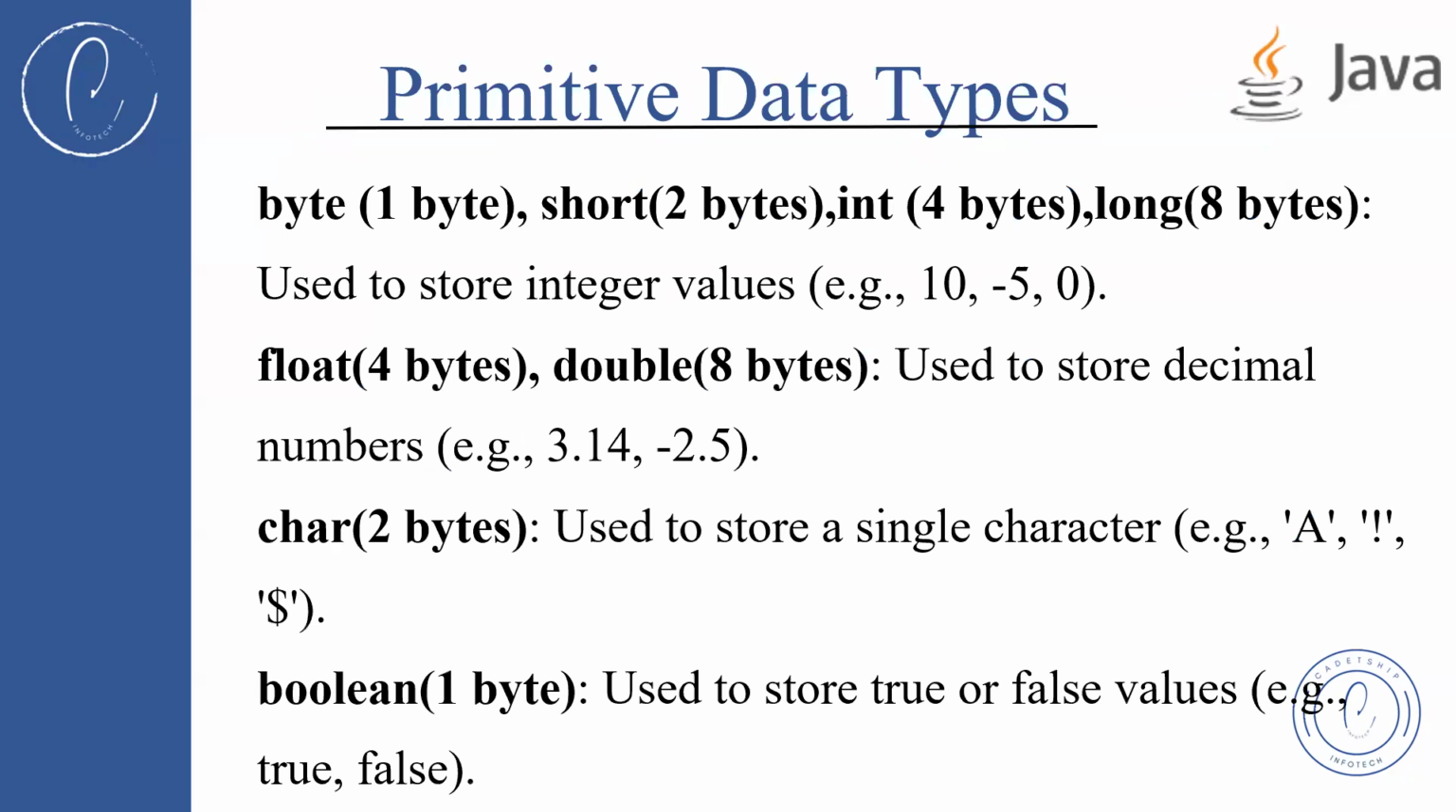Now, we will learn about primitive data types. So mainly we have these primitive data types. First we have the data types for storing integer values, that are basically byte, short, int, and long. We commonly use int, that is of 4 bytes. We also use long. Then we have float and double for storing decimal numbers. Then we have char for storing a single character. And then we have boolean to store true or false values.